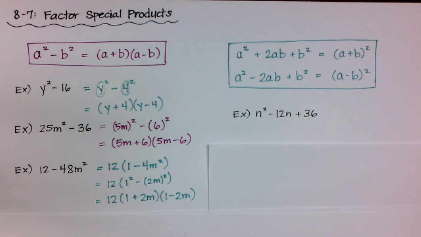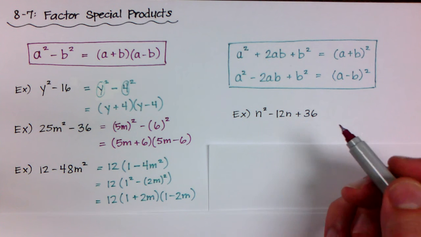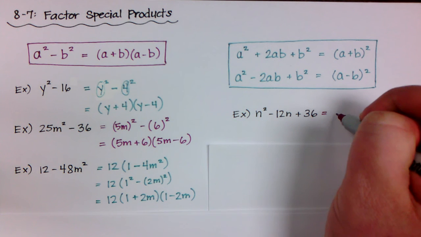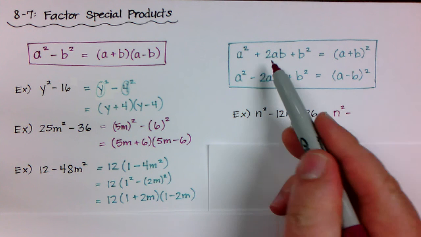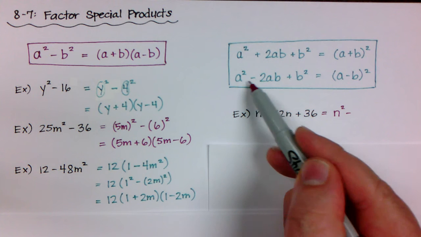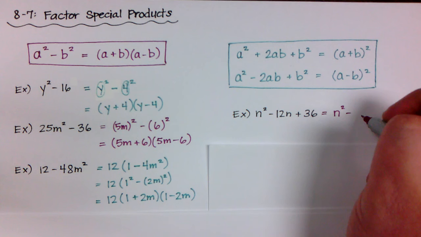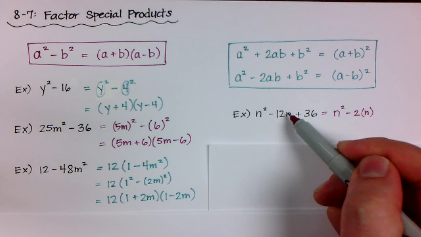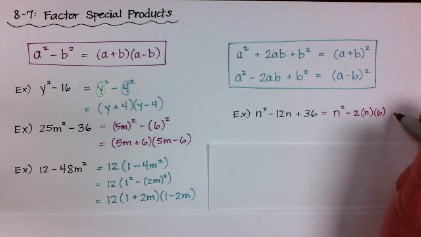Here's our first example. It says n squared minus 12n plus 36. When I'm writing this out, I want to think, what is being squared at the beginning? It's just n being squared. Minus, and let's go back to our format. Since it's a minus, I'm going to go to the second one: 2 times the first term times the second term. So that's the same as 2 times n times, if I want to make that 12n, this has to be multiplied by 6, because 2 times 6 would be 12.